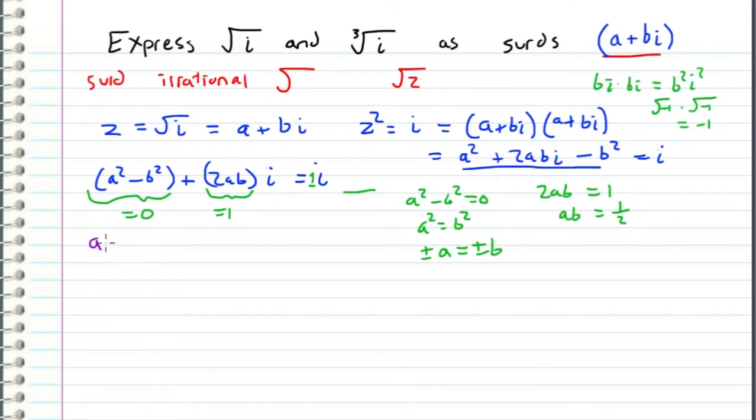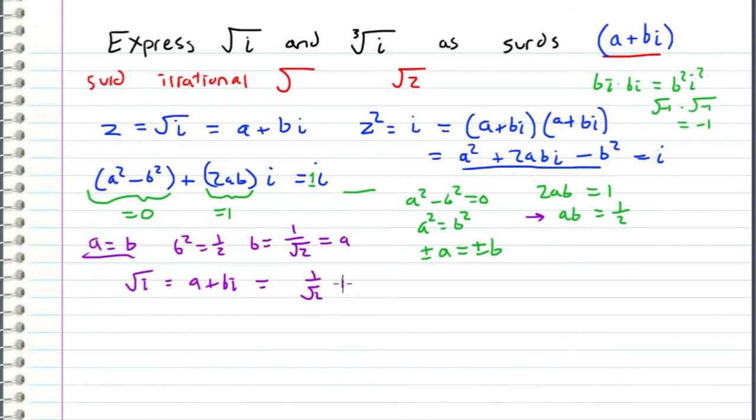So in the case that positive a is equal to positive b, then we can substitute this into this equation, and we get b squared is equal to 1/2, which makes b equal to 1 over the square root of 2, and therefore a is also equal to 1 over square root of 2 since we assumed this. So that means we can write the square root of i as equal to a plus bi, the form that we originally assumed. And in this case, a is going to be equal to 1 over root 2, and b is also going to be equal to 1 over root 2. So we can express the square root of i like this.